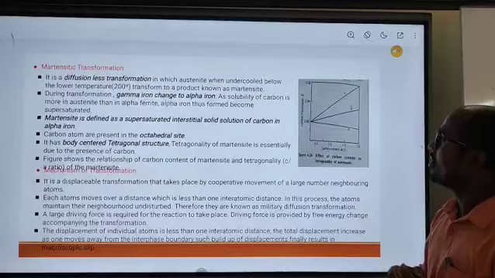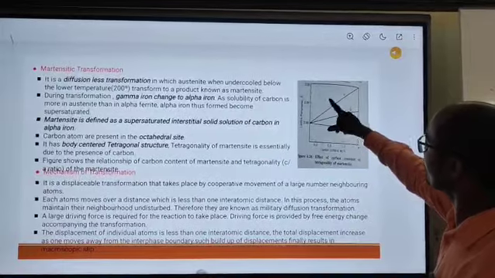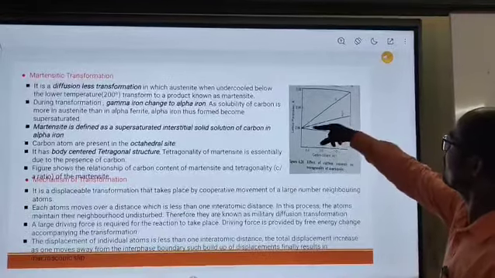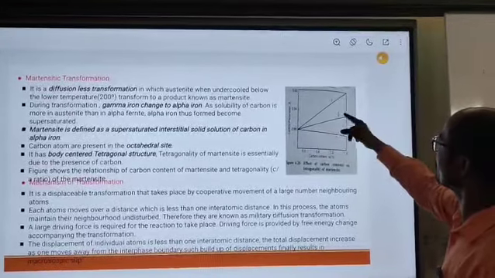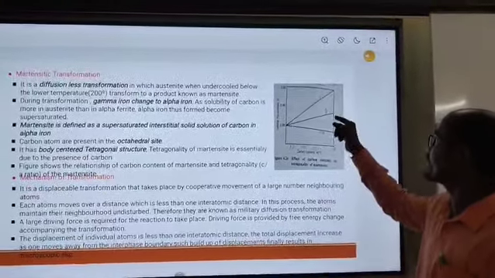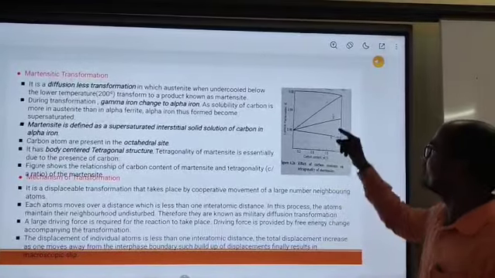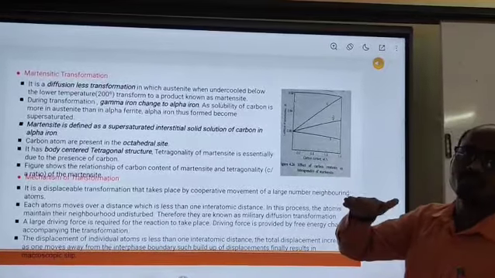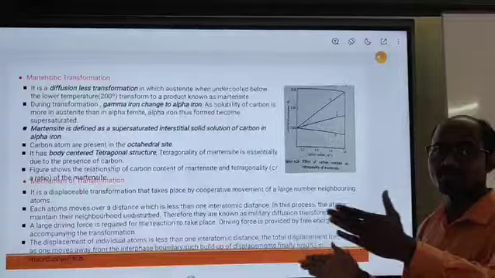Next, in this graph you can see the x-axis is the carbon content and the y-axis is the lattice parameter. The upper curve is C, the lower is A, and the middle is the C by A ratio. Tetragonality, which we have discussed, can be indicated by this C by A ratio. C is the distance of the unit cell along the Z axis, A is the distance along the X axis, and B is the distance along the Y axis.